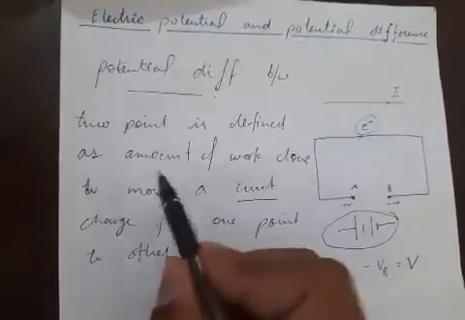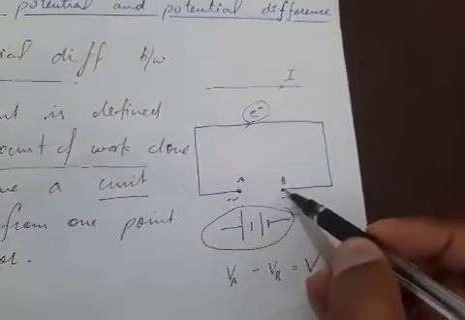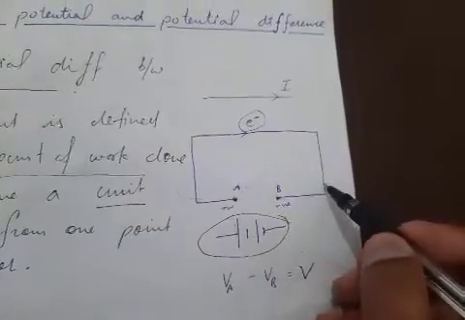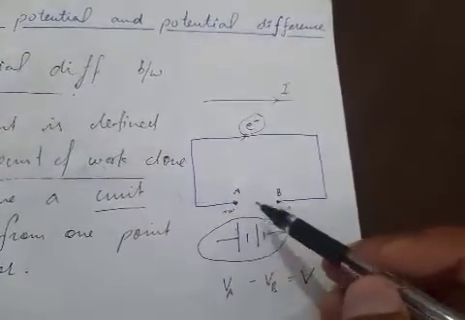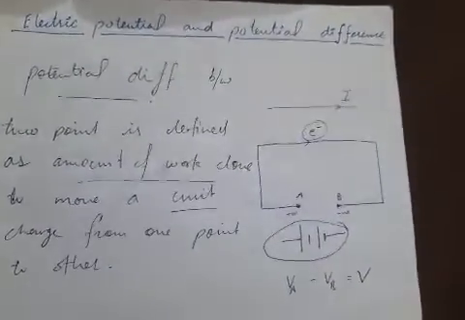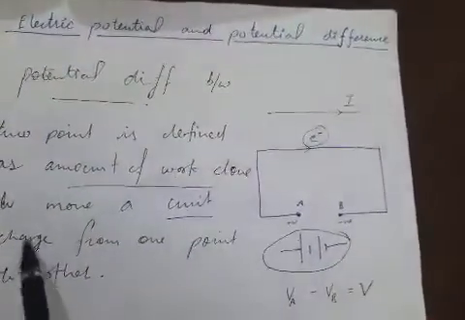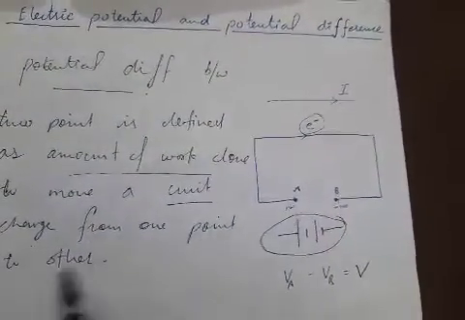Why do I say amount of work done? Because the battery did work, it repelled the electron from point B to point A. So simply, potential difference between 2 points is defined as the amount of work done to move a unit charge from one point to other.